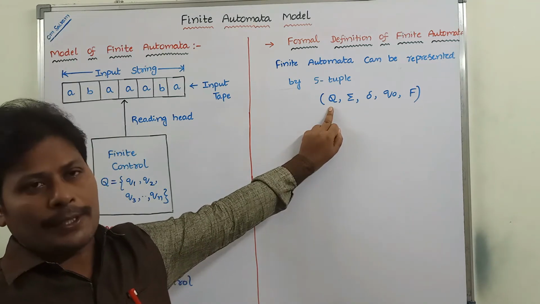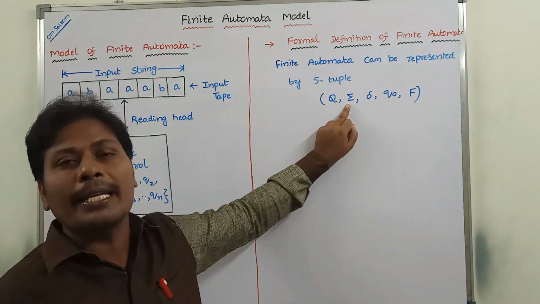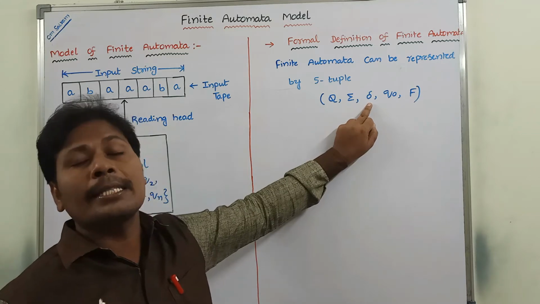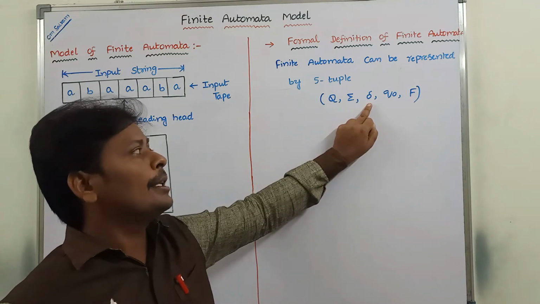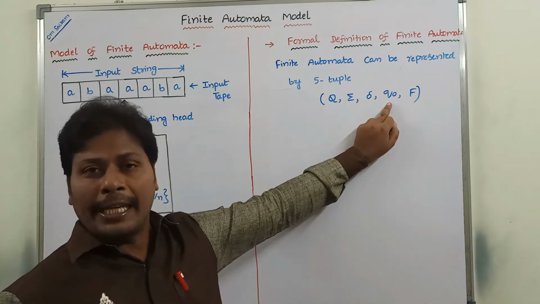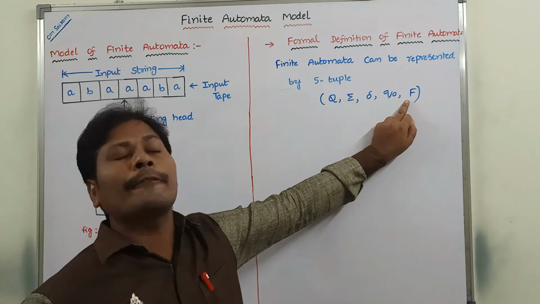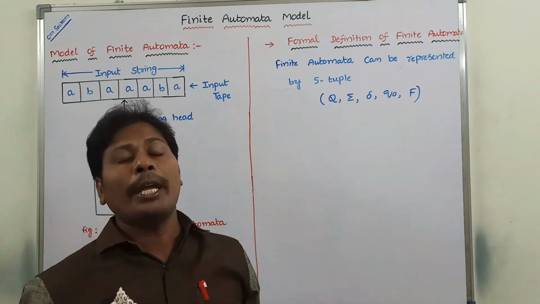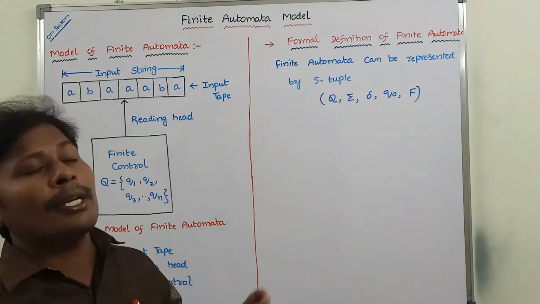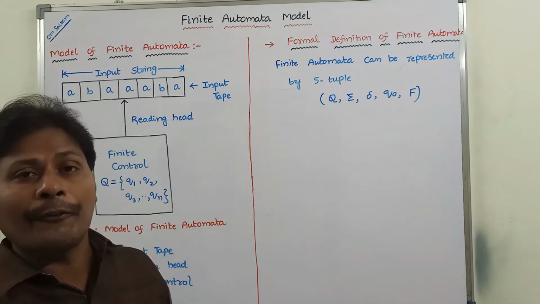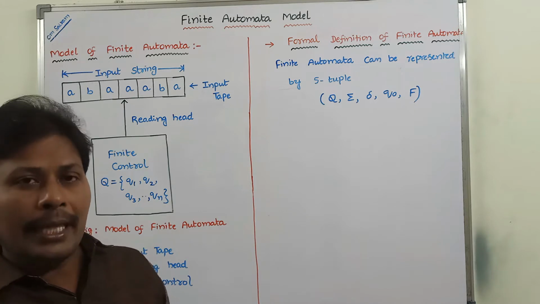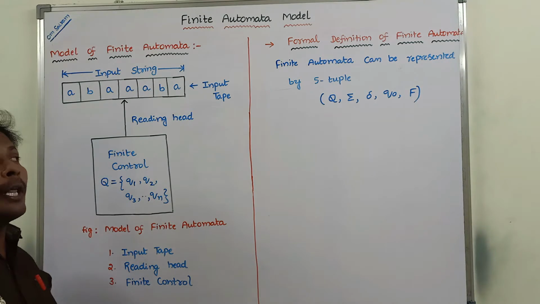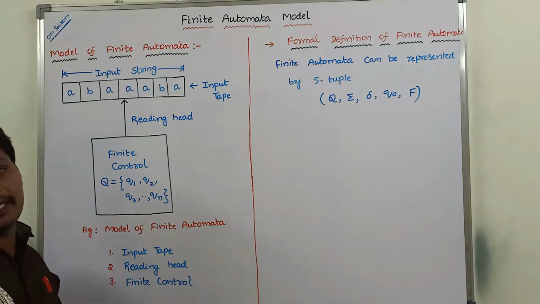non-empty set of states, and sigma is the input alphabet, delta is the transition function, q naught is the initial state, and F is the final state. Once we know the formal definition of the five tuple of finite automata, then we can go for the explanation of the model of finite automata.